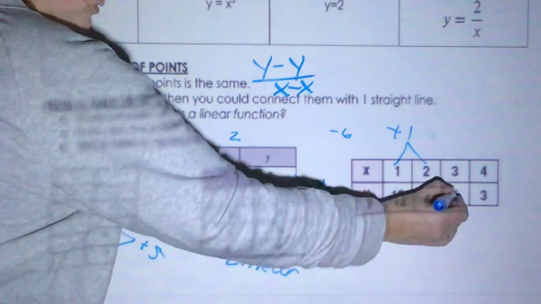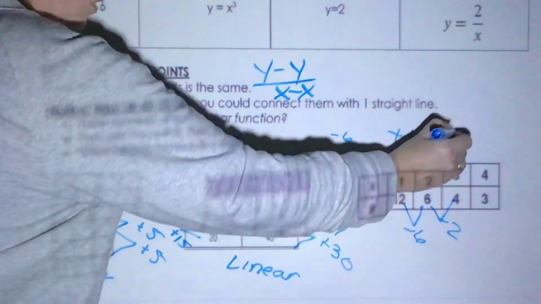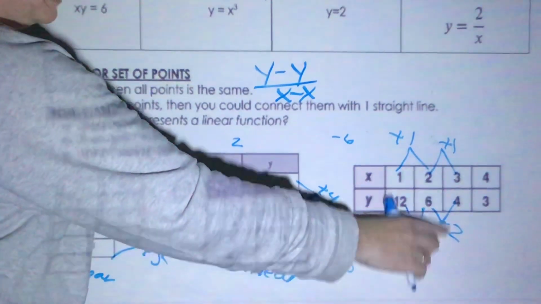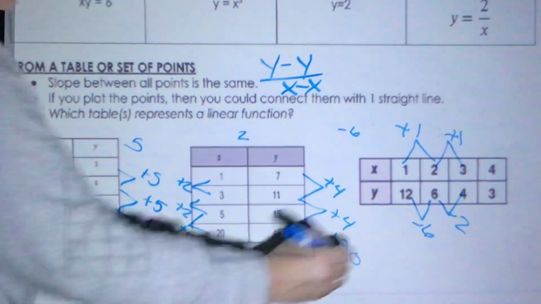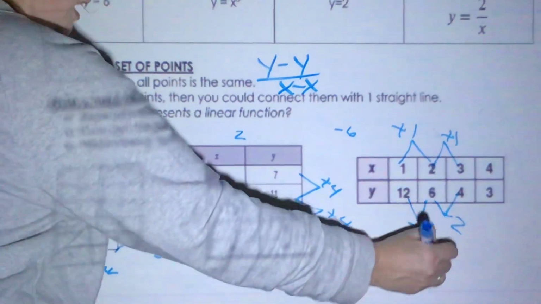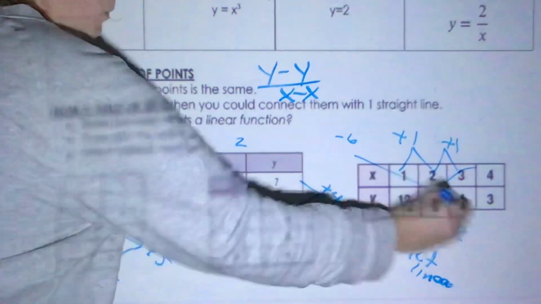To get from 6 to 4, I'd have to subtract 2. To get from 2 to 3, I'd have to add 1. Now my slope is only negative 2, so they don't have the same slope going from points to points. So this would not make a line, so this is not linear. So the linear equations would not include this table.